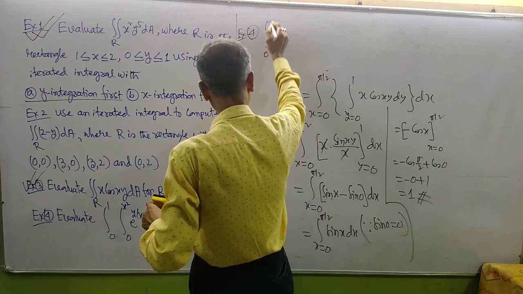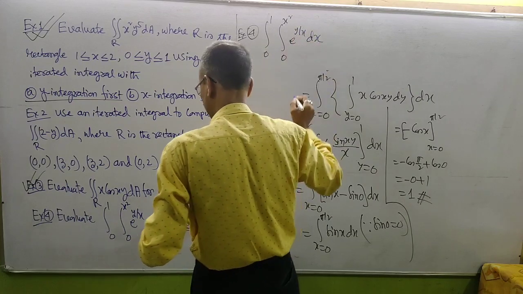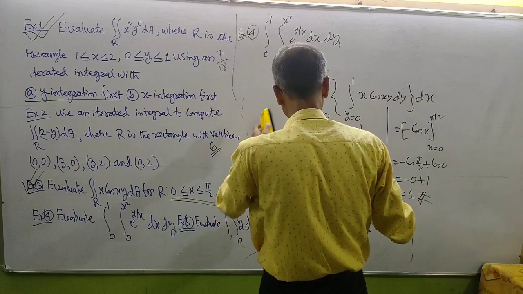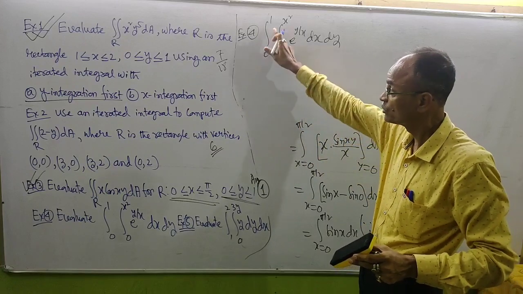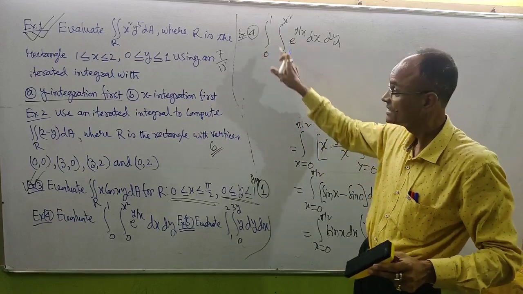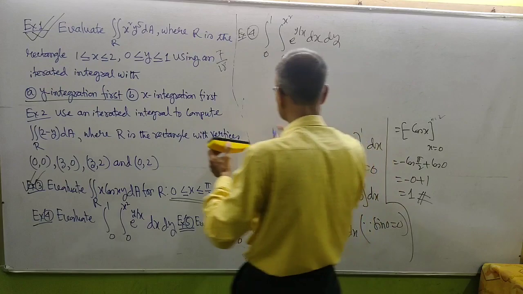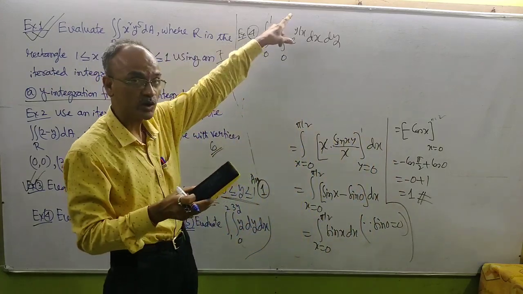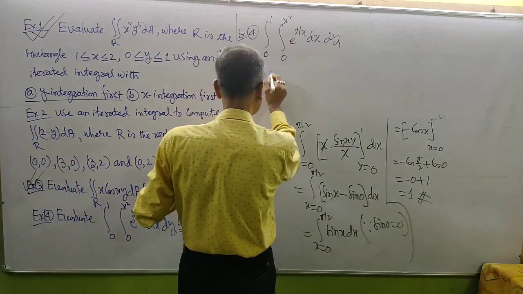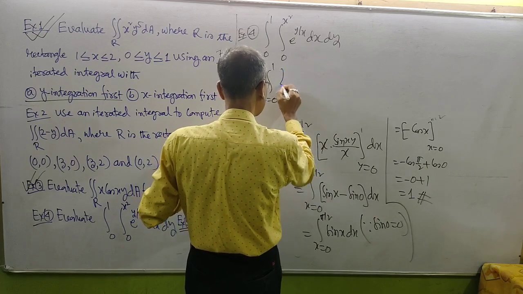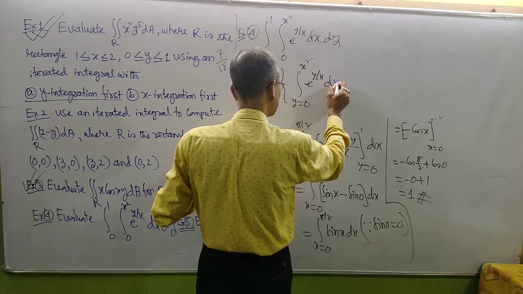What is this? 0 to 1, 0 to x square, e to the power y by x dx dy. Now you see here, 0 to 1 is constant, and the other limit is 0 to x square. If it is x square, then it must be y. Y varies from 0 to x square. Consequently, x varies from 0 to 1. This is equal to x varying from 0 to 1 and y varying from 0 to x square, dy dx.